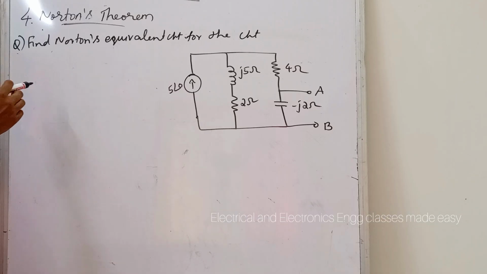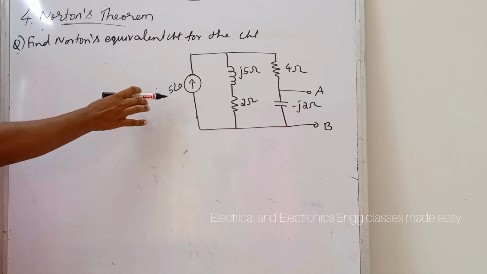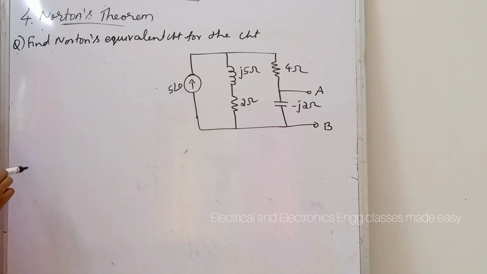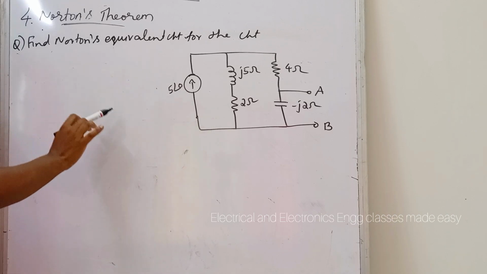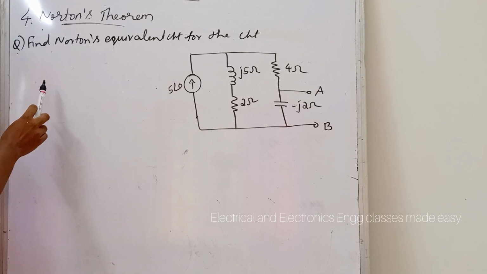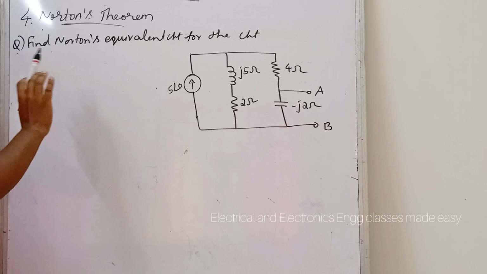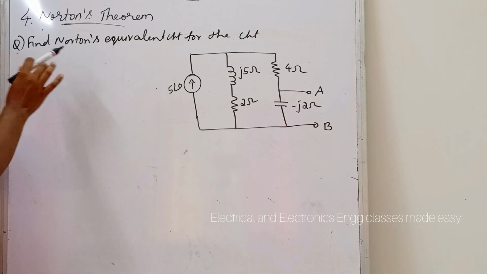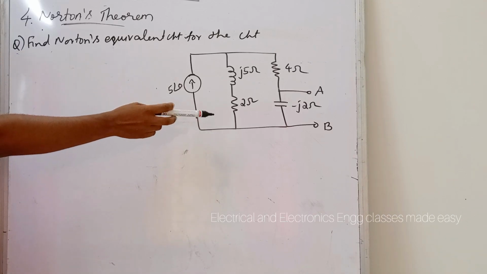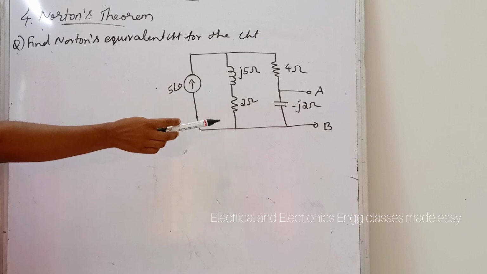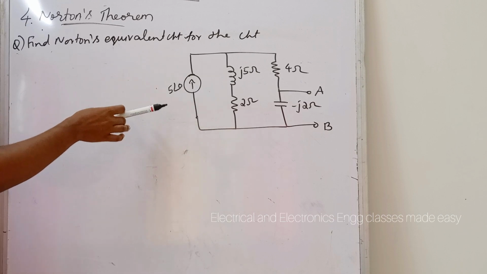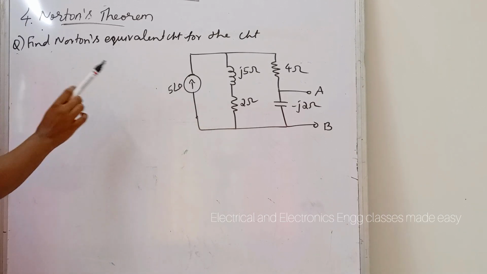Let us do another problem. Find Norton's equivalent circuit for the given circuit. So this is the given circuit diagram, and here we have to find the Norton's equivalent circuit only. No need to find the current or voltage, anything. Here the given terminals are A and B. So across these two terminals we have to find the equivalent circuit.